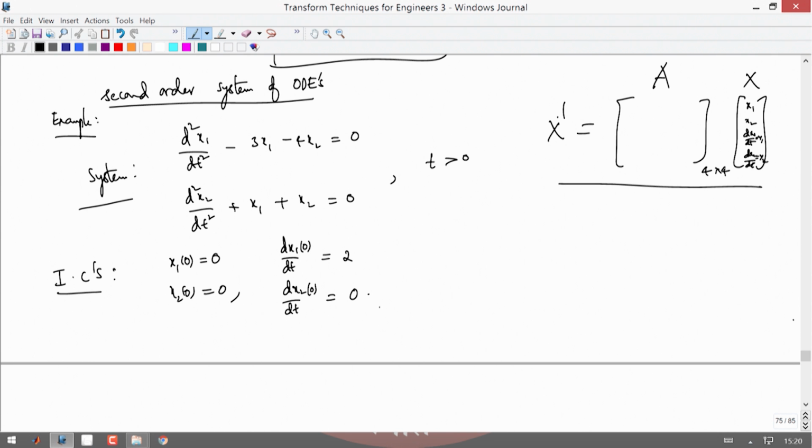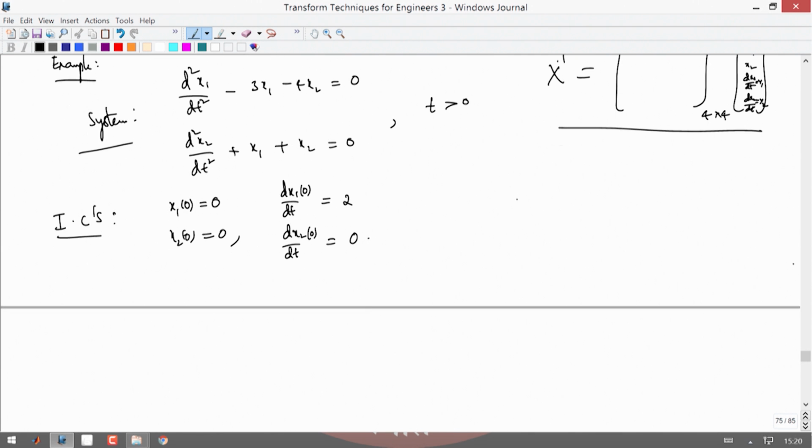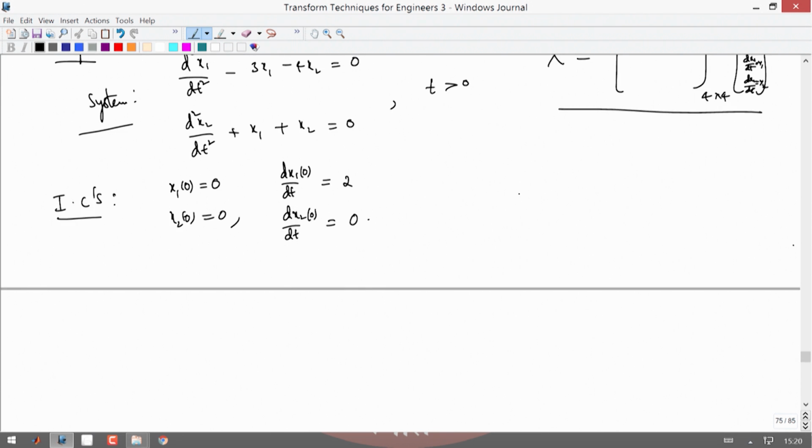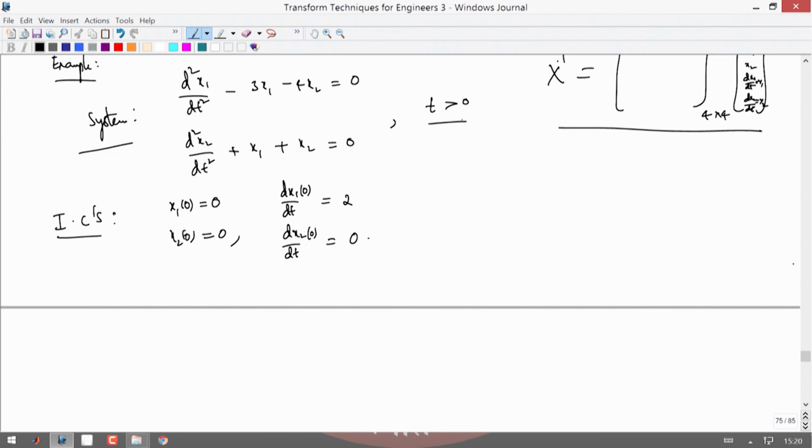So, it is a 4 by 4 system, because there is a 2 by 2 system of equations of second order. So, you can make 4 equations of first order, and that is equivalent. You can equivalently get a first order 4 by 4 system of coupled equations. Otherwise, you can directly apply the Laplace transform for t positive. The solution is by Laplace transform.